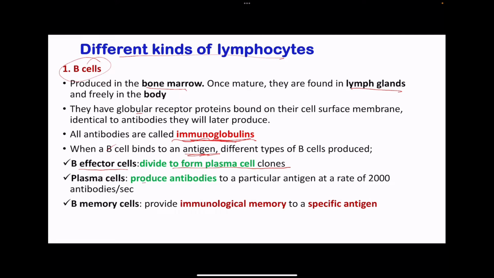The plasma cells are going to produce antibodies for a particular antigen, and the B memory cells are the ones that will not produce antibodies at a time, but they will remain in the body with immunological memory to a specific antigen, so that on secondary infection, they can produce antibodies, or they can rapidly divide and produce many clones, which can produce antibodies faster in order to increase the concentration and fight against infection.